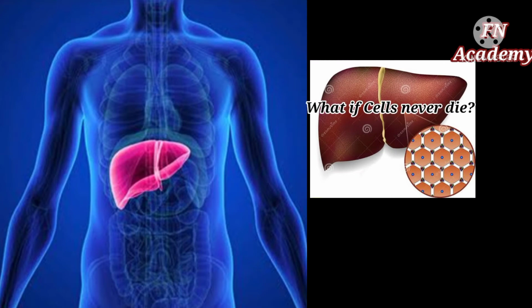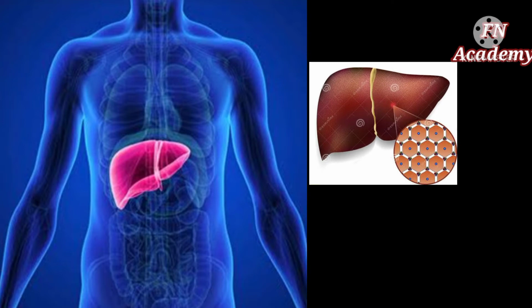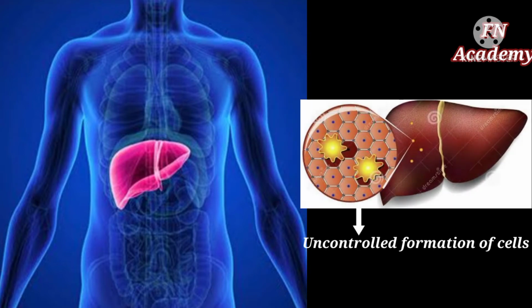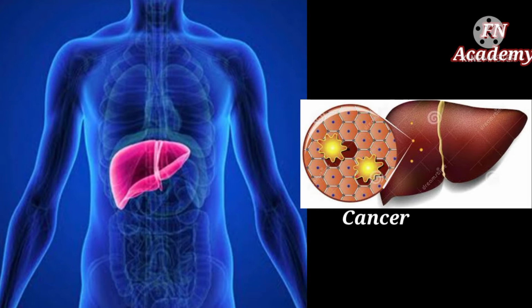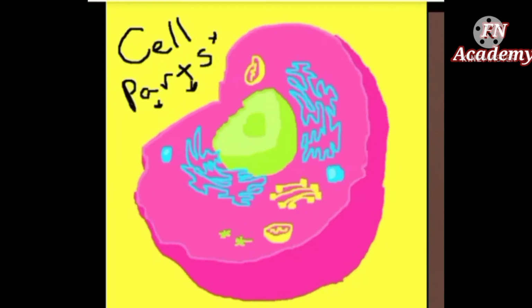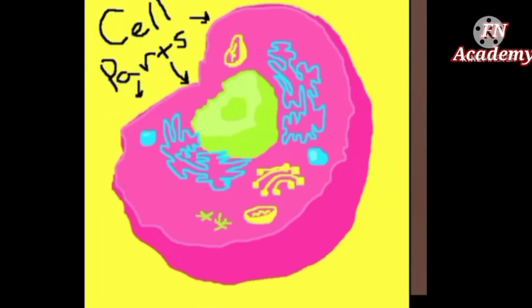But what if cells never die and just keep growing and forming new cells? It can result in an uncontrolled formation of cells, which leads to a mass called a tumor. And this tendency of cells not to die is one of the reasons for the most talked about disease these days, which is cancer. So we now know that such a dangerous disease like cancer is also linked to cells, and hence it is important for us to study cells in detail.